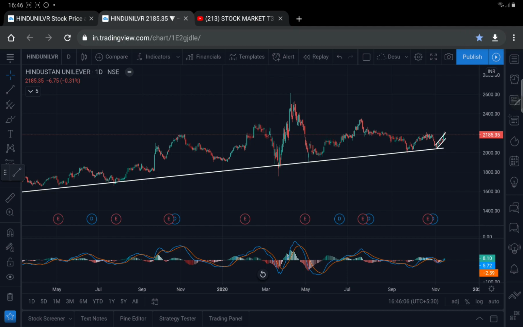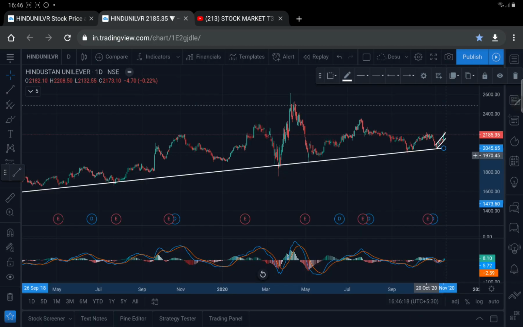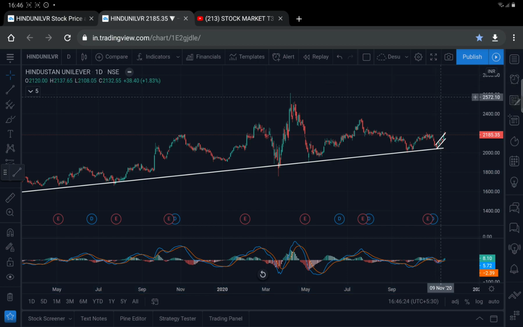How do you use it? First of all, you need to change the time frame to 1 day, right? For the highest accuracy, I would choose 1 day, and then go to indicators and just search MACD over here, which I've already selected. If you're wondering what website I'm using, it's TradingView, which for my analysis is very good.